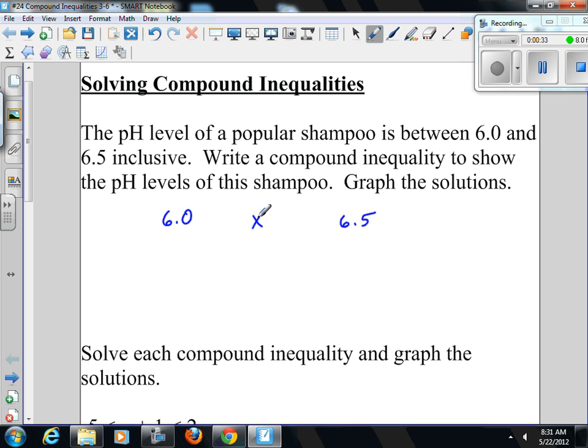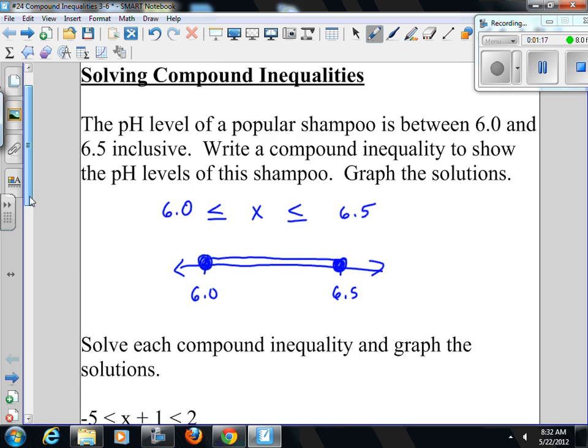What we do is we have to put our variable in between the x. So this is the pH level of the shampoo. And we're basically saying x can be between 6.0 and 6.5. We then make arrows going to the left. That's standard notation. Your arrows always go to the left like this in a compound inequality. And since it can include the values, we put lines underneath. Now the way we graph this, here's 6.0 and 6.5. X can equal those values, and it can also fall in between them. So we draw a line in between.